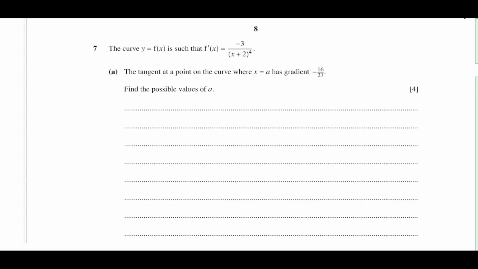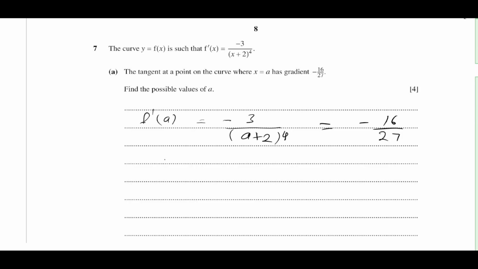Okay, what is given? You have given the derivative, and the tangent at the point on the curve where x is equal to a has a gradient. Gradient is given. So gradient is nothing but f dash x only. So f dash, here the value of x is a. Okay, f dash a is what? Is minus 3 divided by a plus 2 the whole power 4, and in your problem it is given as minus 16 divided by 27.